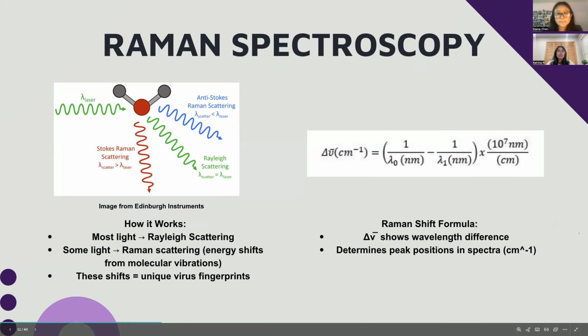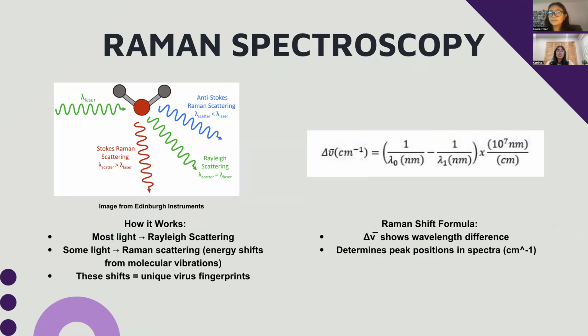And once we isolate these virus-sized particles, we use Raman spectroscopy to identify them based on molecular fingerprints. Most light usually scatters normally, which is called Rayleigh scattering, but there are some shifts in energy due to molecular vibrations, which is called Raman scattering. And these shifts are unique to each molecule, and that helps us detect proteins and lipids in viruses specifically.